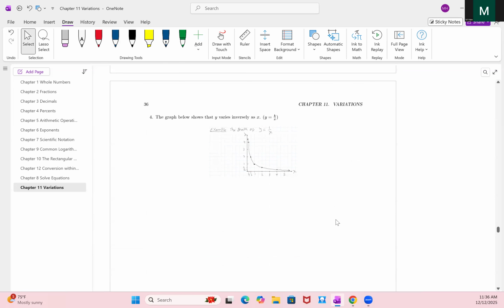So here we have a graph of y is equal to k over x, which is y is equal to 1 over x for k equal to 1. Here we see that as x increases, y is falling. Y is getting smaller, getting closer and closer to the x-axis, as x increases. So this is an example of an inverse variation, where y varies inversely as x.